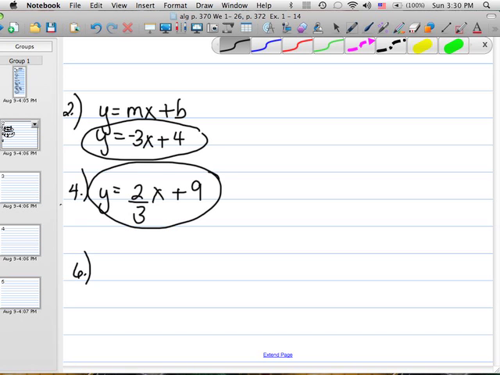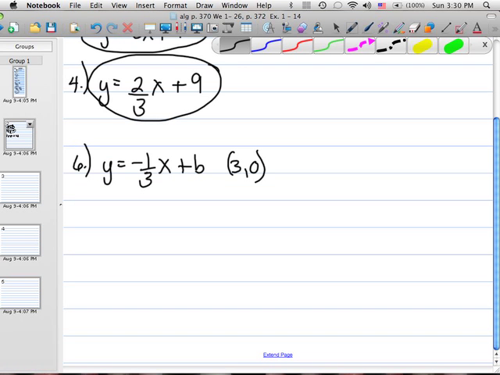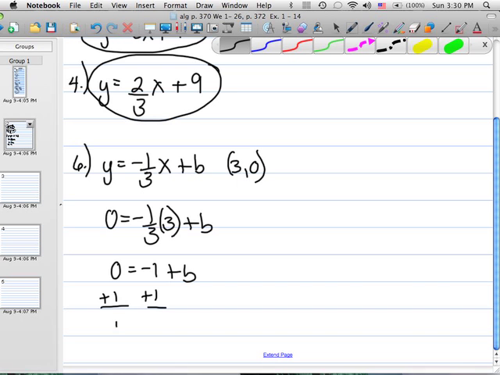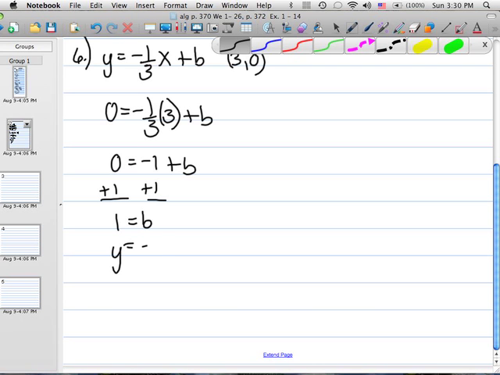Number 6, the slope is negative 1/3, so we'll put that in for the slope. And we don't have the y-intercept, we do have the x-intercept, so the x-intercept is 3, 0. So we're going to plug that in. Y is 0, x is 3, and find b. So negative 1/3 times 3 is negative 1 plus b. So we'll add 1 to both sides. And we find out that the intercept is 1. So our equation is y equals negative 1/3 x plus 1.